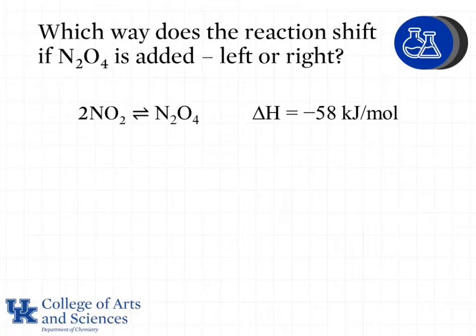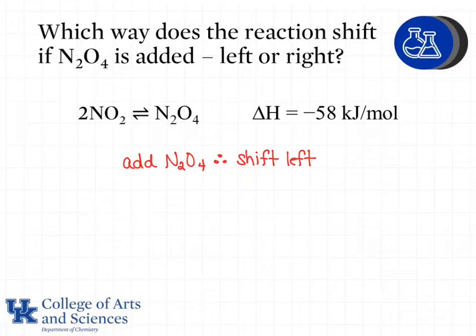Which way does the reaction shift if N2O4 is added, left or right? N2O4 is a product, so we're adding N2O4, and as a result, the reaction will shift to the left in order to use up the excess N2O4 that's added and return to the equilibrium ratio.